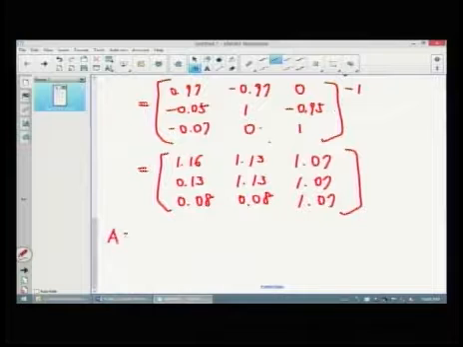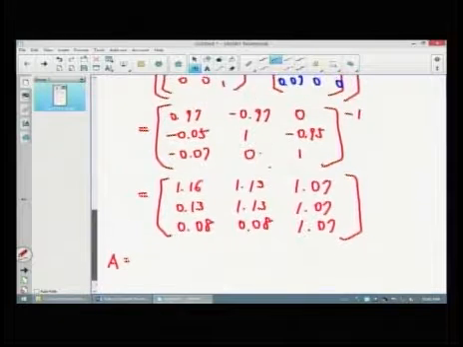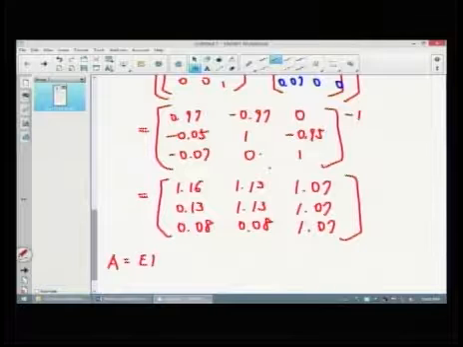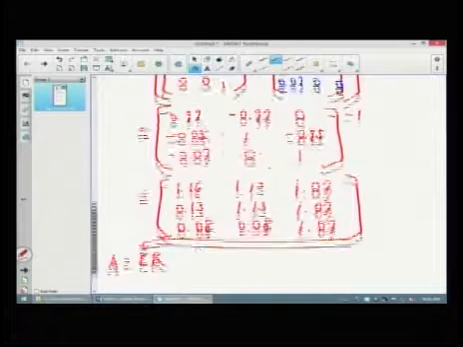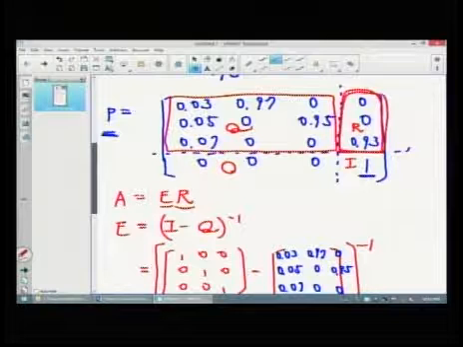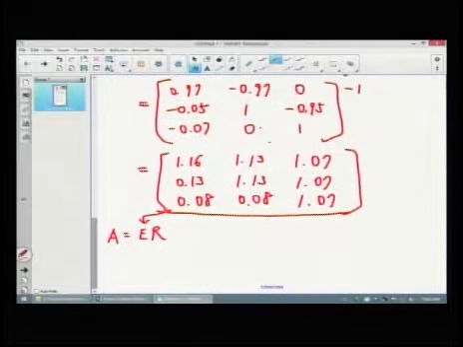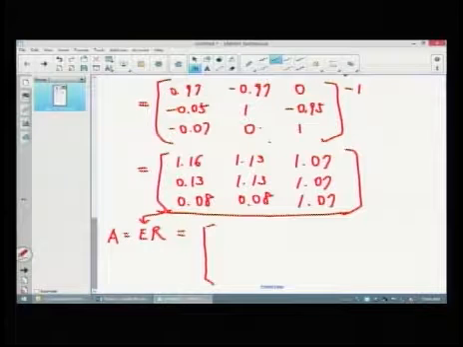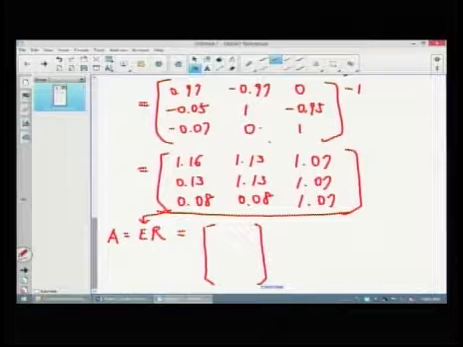So now we should be able to get the A matrix, right? So it should be E times R. This is the E matrix, right? And up here we have the R matrix, which is a 3 by 1 matrix. So you need to multiply that. Then we should be able to get the A matrix. Should be a 3 by 1 matrix then. So could you give me the number for that?